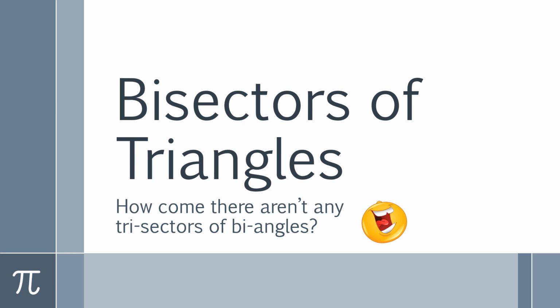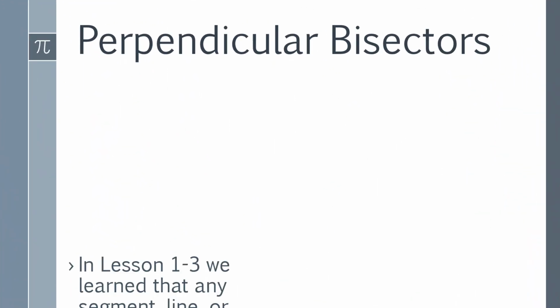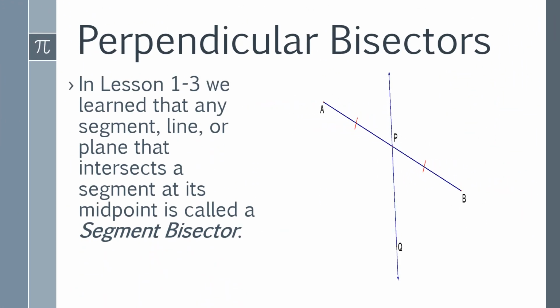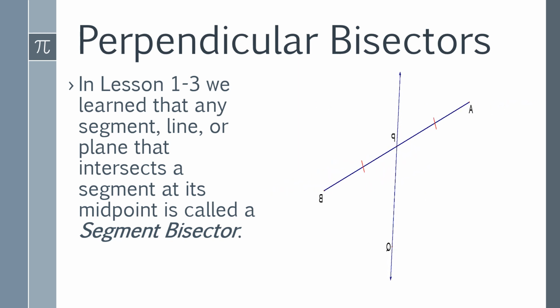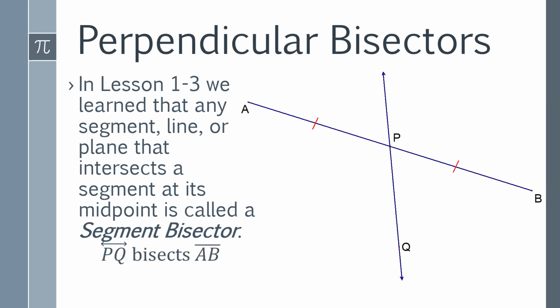How come there aren't any trisectors of biangles? Ba-dum. Kinda grabs you by the boo-boo, don't it?